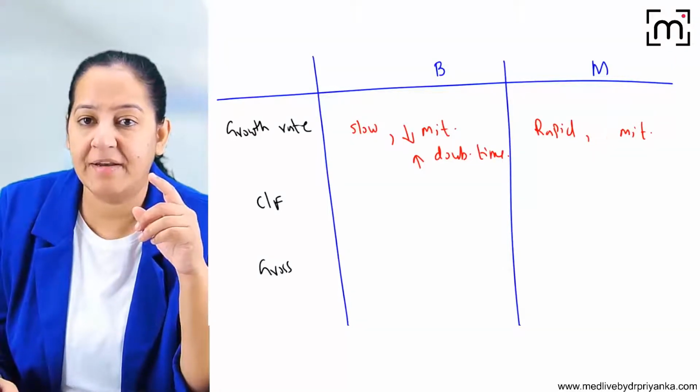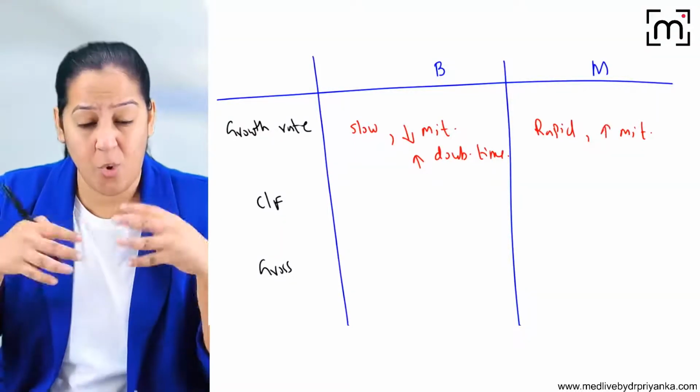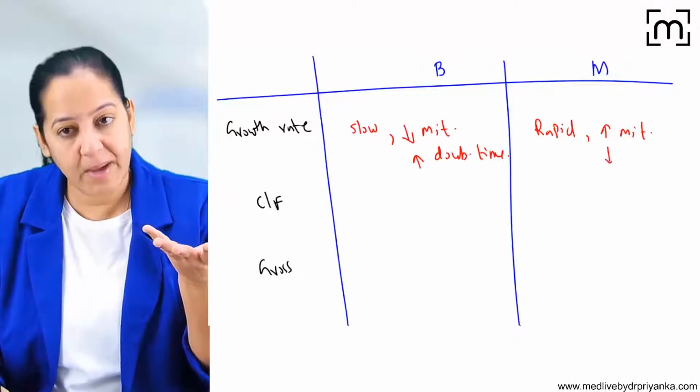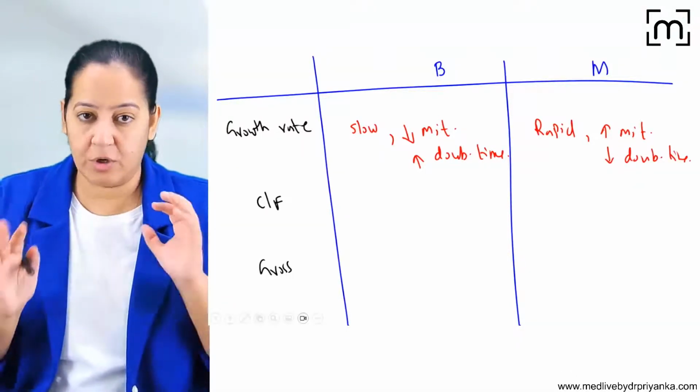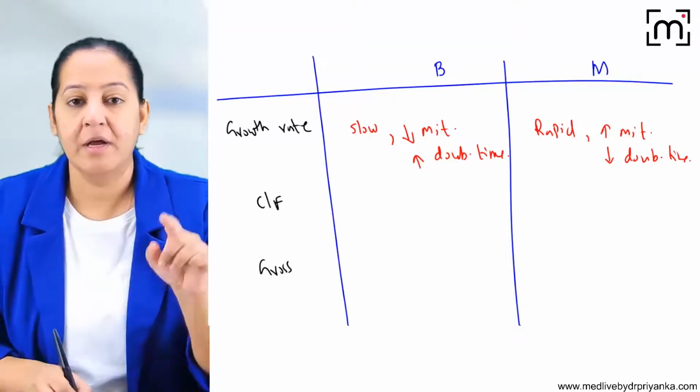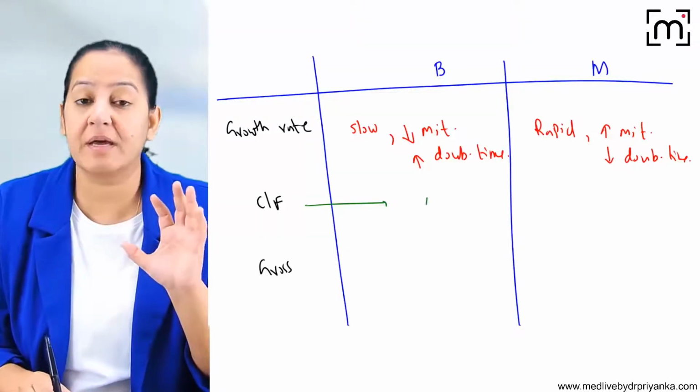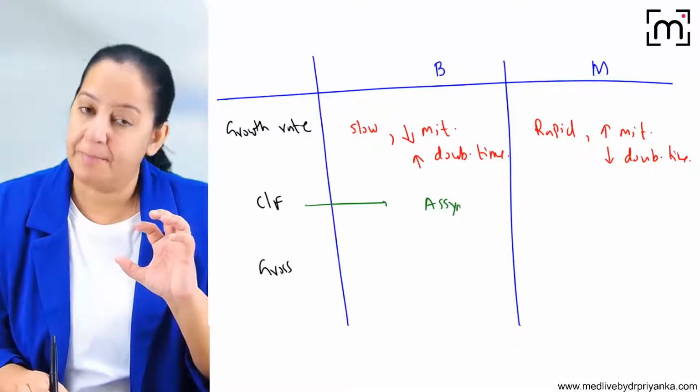And in malignant tumors, the mitosis is very high. They keep on dividing. That's why the doubling time is very less. So based on the growth rate, this is how we can differentiate them. Now coming to the clinical features, benign tumors are usually asymptomatic, but exceptions are there.